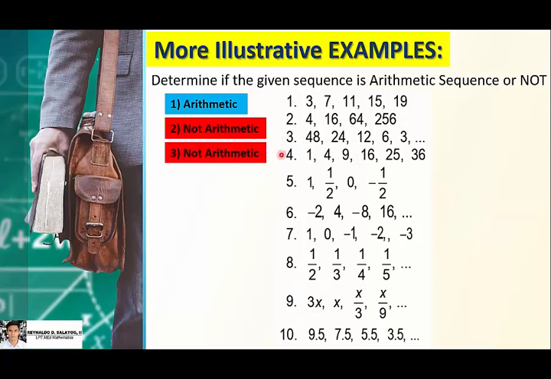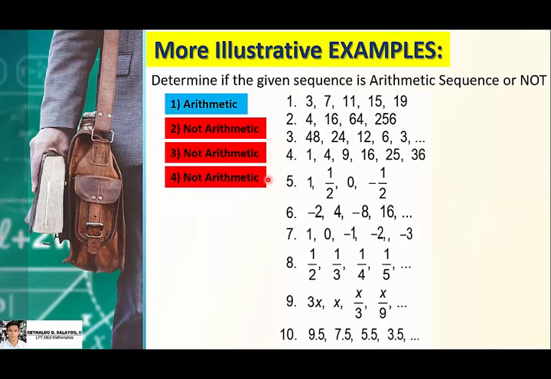Moving on to item number 4. For item number 4, we got here 1, 4, 9, 16, 25, 36. So, let's try to identify the difference between 4 and 1. That's 3. Between 9 and 4, that is 5. Between 16 and 9, that is 7. So as what you observe, we do not have a common difference. Therefore, we conclude that this number sequence under item number 4 is not an arithmetic sequence.